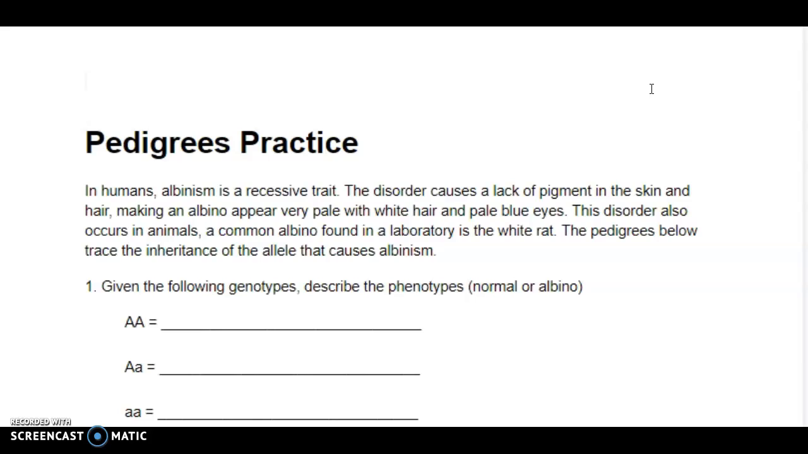The disorder causes a lack of pigment in the skin and hair, making an albino appear very pale with white hair and pale blue eyes. This disorder also occurs in animals. A common albino found in the laboratory is the white rat. The pedigrees below trace the inheritance of the allele that causes albinism.